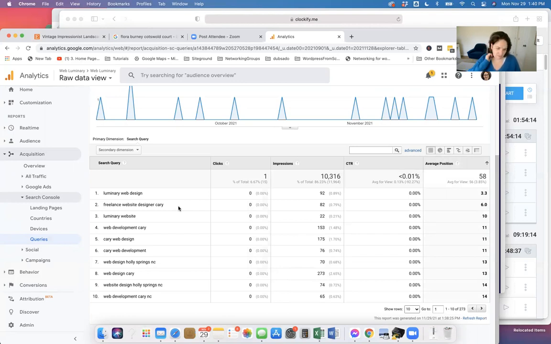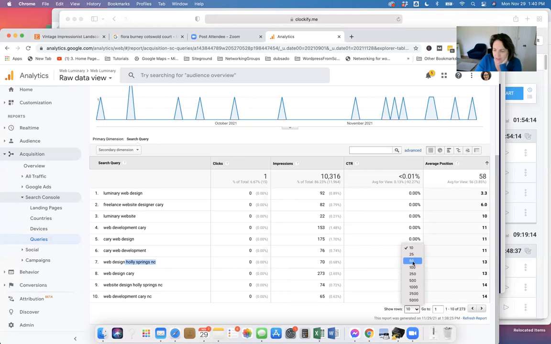So as you can see, I'm really good down for Cary. And I'm number 6 for freelance website designer, Cary. That's all of Cary. I live pretty much in this corner of Cary that's pretty far from the other side of Cary. So not bad. And I ranked in Holly Springs because I did a website for someone in Holly Springs, and I always put the town that the website business is in my portfolio. And you can see as we go down.